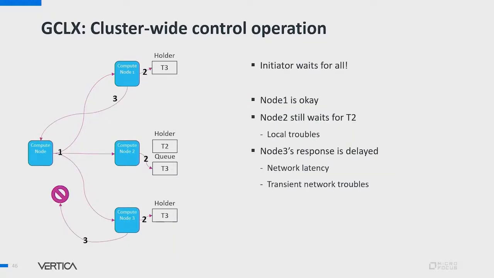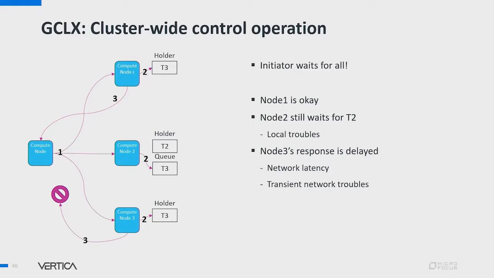Some things might go wrong, however. For example, node 1 here has taken the lock and sent the reply, so everything is okay here. Node 2, however, might be a little bit slow for different reasons. It might have a slow disk, or it might have a large CPU load. In this case, the previous transaction is still holding the lock and T3 is still sitting in the queue. So it's not sending the reply yet and the lock taking is delayed, which means the whole operation is going to be delayed, and all the other operations piling up beyond that, waiting for GCLX, are going to be delayed.